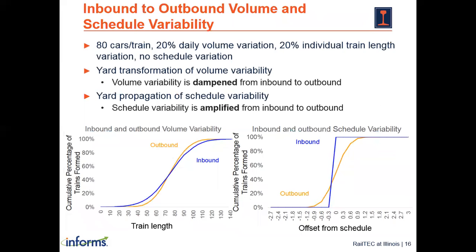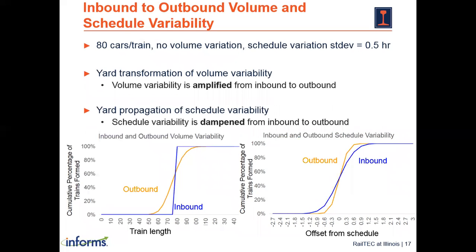Then, the propagation of schedule variability is also investigated, starting with a fixed schedule along with large volume variability. The cumulative distribution of train length is dampened from inbound to outbound. As for the offset from the schedule, given zero schedule offset for the inbound traffic, the variability is amplified from inbound to outbound. It also indicates that the volume variability can be transformed to departure time variation to some extent.